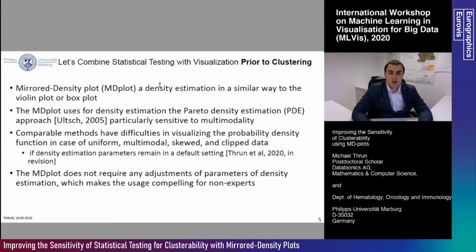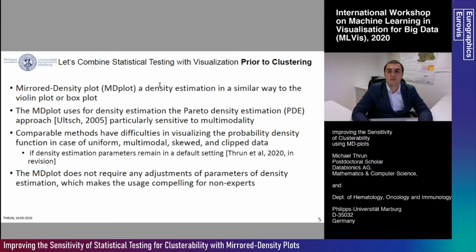For this use case, the mirror density plot, in short MD plot, is used, which visualizes the density similar to a violin or box plot and was already shown in the second slide. For density estimation, here the Pareto density estimation approach is used because it is particularly sensitive to multimodality. We showed in a publication which is currently in revision that comparable methods had difficulties in visualizing the probability density function in case of uniform, multimodal, or skewed or clipped data. Investigated were beam plots, violin plots, and ridgeline plots in R and Python. The advantage of the MD plot is that it does not require any adjustments of parameters for density estimation.